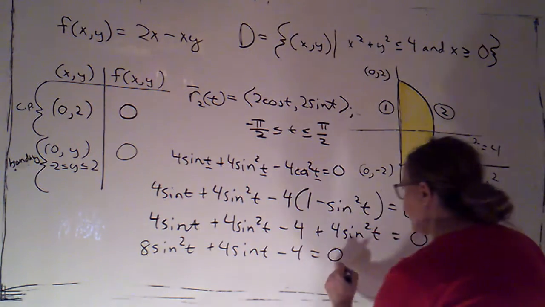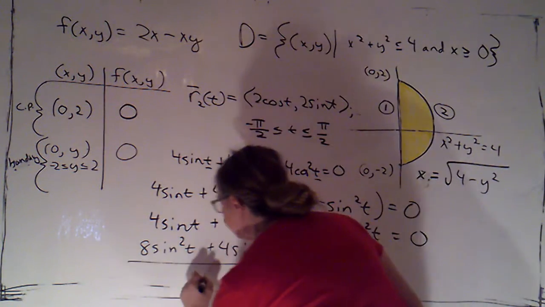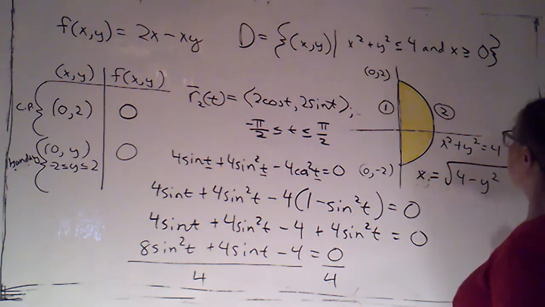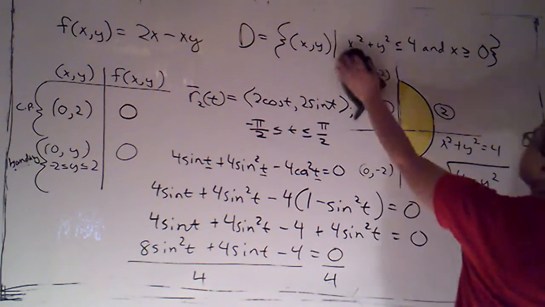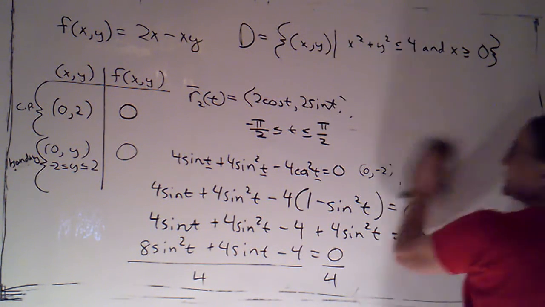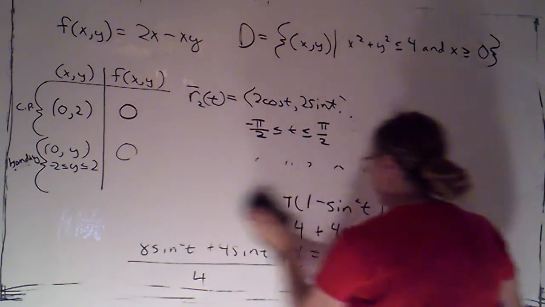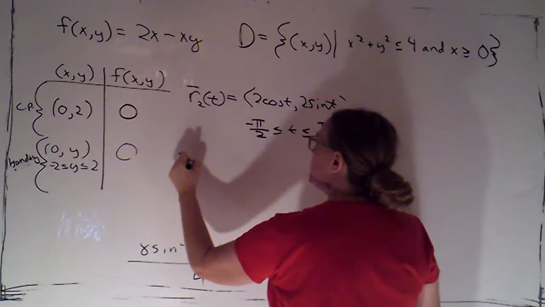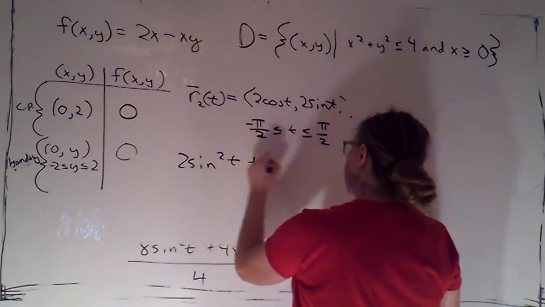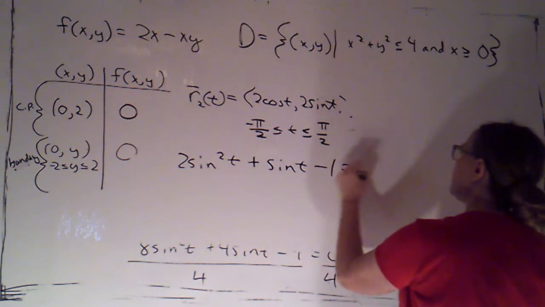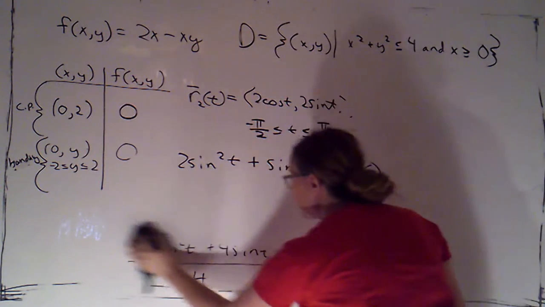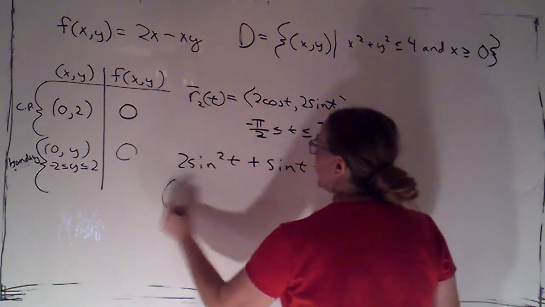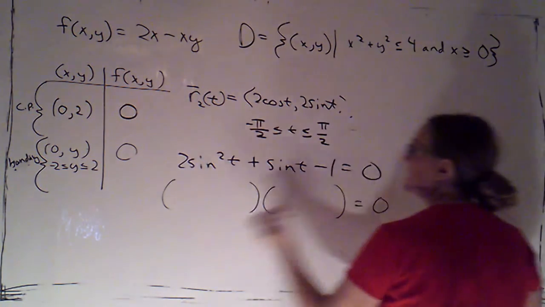Now, I think I'm going to just divide both sides by 4 so that I get some smaller numbers here. So when I do that, we get 2 sine squared t plus sine t minus 1 equals 0. At this point, I can either factor or use the quadratic formula. I'm going to factor because it actually factors quite nicely.